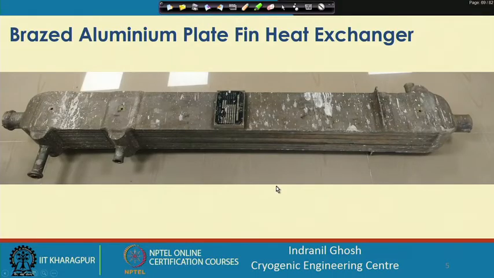Now, if we look into the construction of this exchanger, this is a real time heat exchanger.